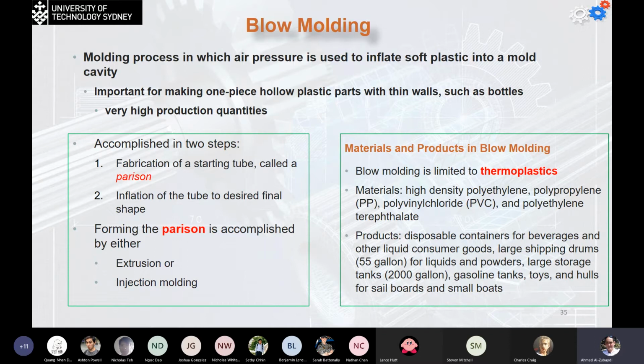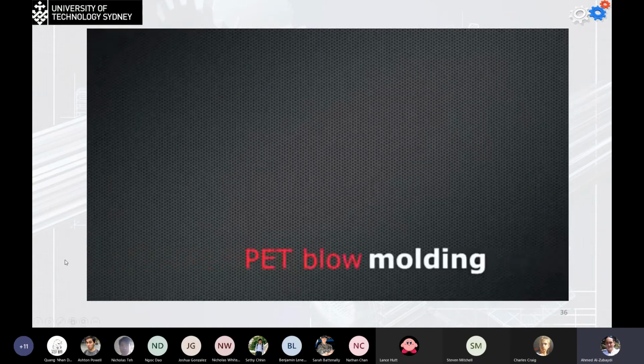The forming of the parison is going to be accomplished by either the extrusion process or the injection molding. The materials usually are going to be thermoplastics. I think the next video is going to show you the process of making, starting from the parison until we have the final product.